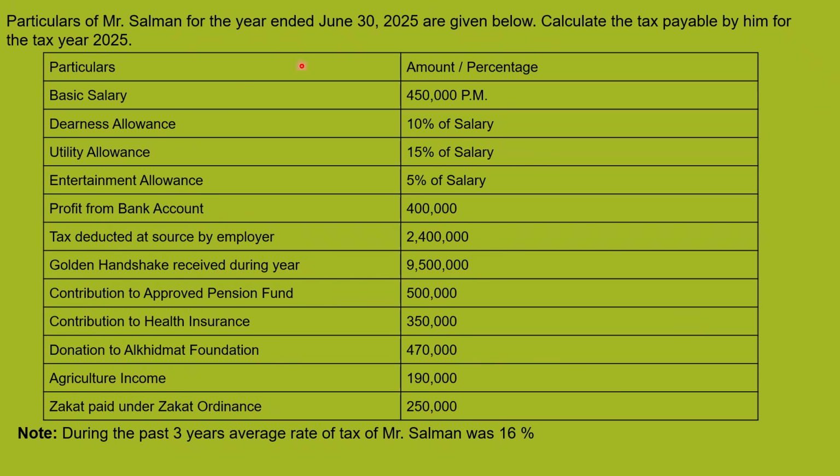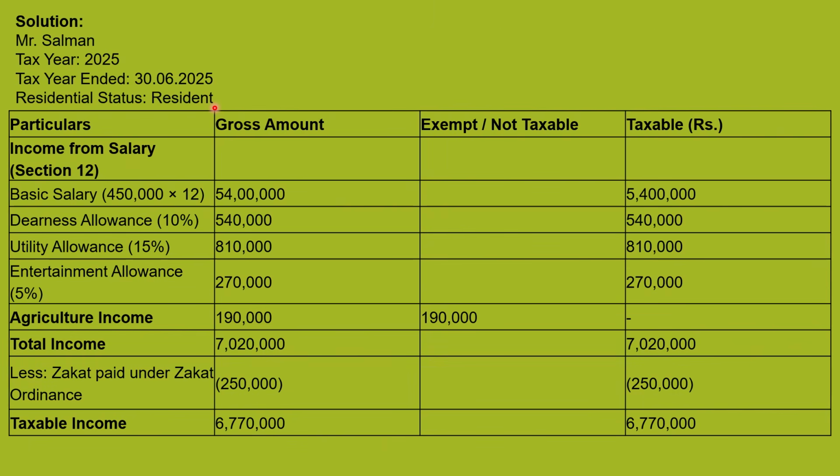Okay, basic salary, allowances, donation, zakat. This is the question, and here the tax year is 2025. Now we'll move to the solution of this question. How to solve this question? This is the solution. First of all you have to write the name of the taxpayer, tax year ended, residential status, that is resident.